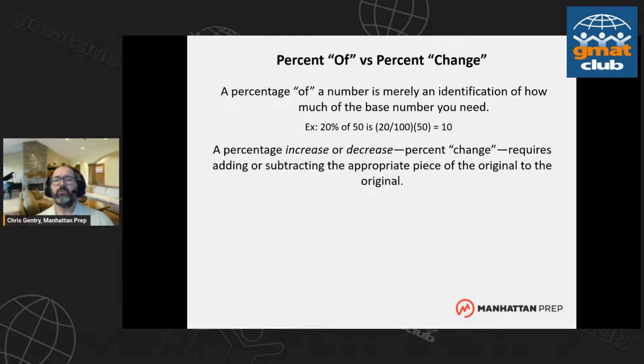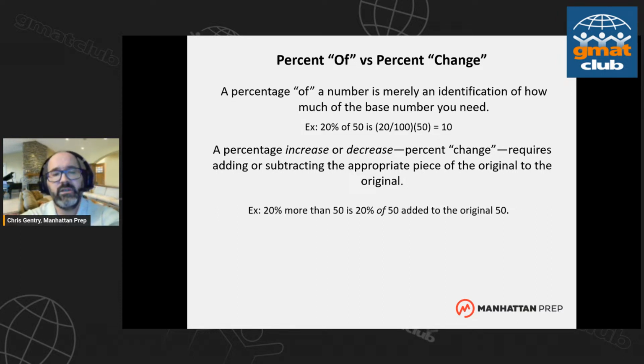A percentage increase or decrease, you've got to take more steps. You take your original, you take your piece of the original, and then you apply that piece to the original again, either adding it to the original or subtracting it from the original. So as you see here, 20% more than 50, you take your 20% of the 50, and then you would take a second step and add that back to the original 50.